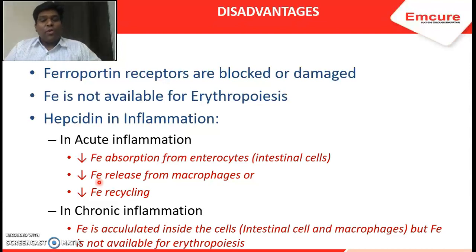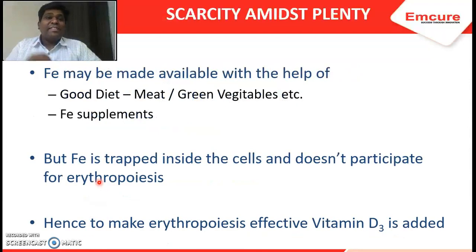So what happens in chronic inflammation? Because of a long period of time, the iron is not going into the blood, into the plasma, it is staying inside the cells. So the cellular concentration of iron increases. The cells are having a lot of iron, but that is not going for erythropoiesis. So I call this situation scarcity amidst plenty.